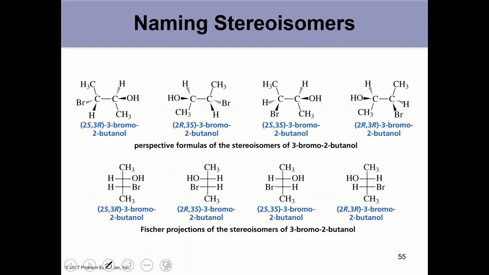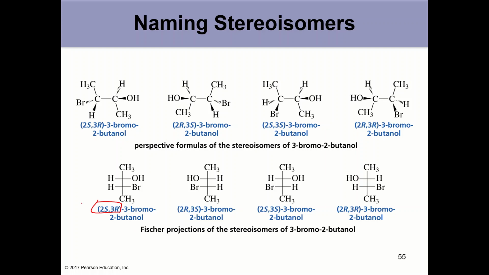Naming stereoisomers. Again, if you can take one stereoisomer and identify the configuration at each carbon, when you have the diastereomers, you can already know what the configuration of the carbon is for each of the diastereomers. The names of diastereomers will only differ by the designation of the configuration at the two asymmetric centers. So if we look at our 4 stereoisomers for 3-bromo-2-butanol, you can see that the only difference in name is the configuration. 2S, 3R, 3-bromobutanol.